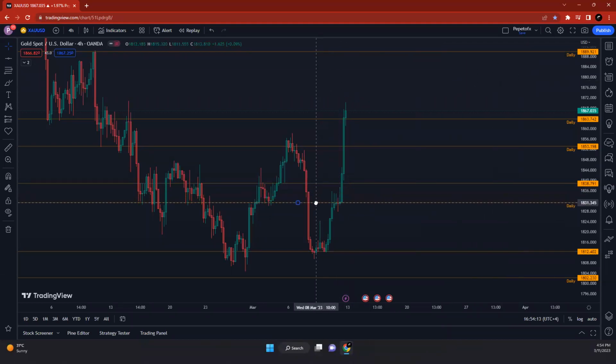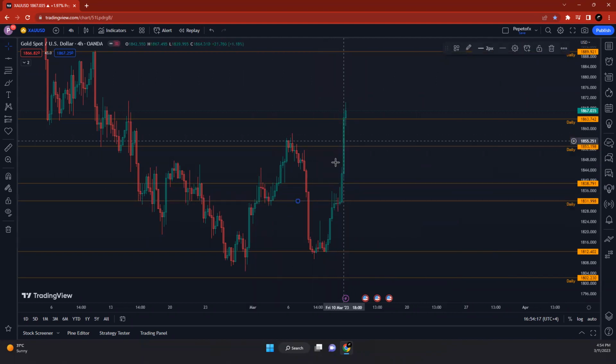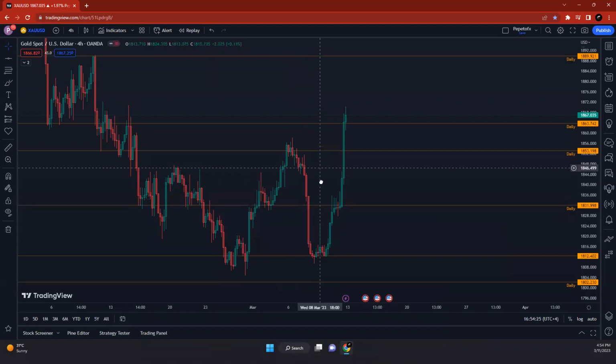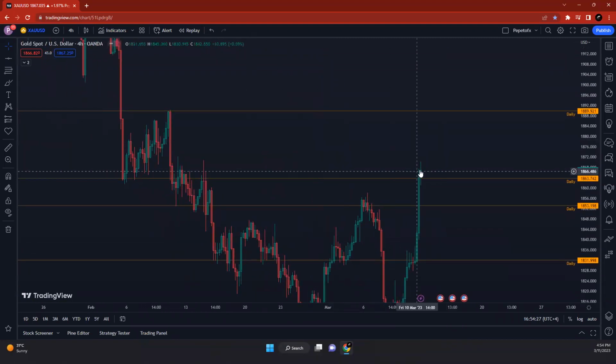Okay, it was support. Here it was resistant. Then it continued to the upside. Now this level, it's already clean, so I will not record anymore. Okay. Now the next move, we have here this resistance.